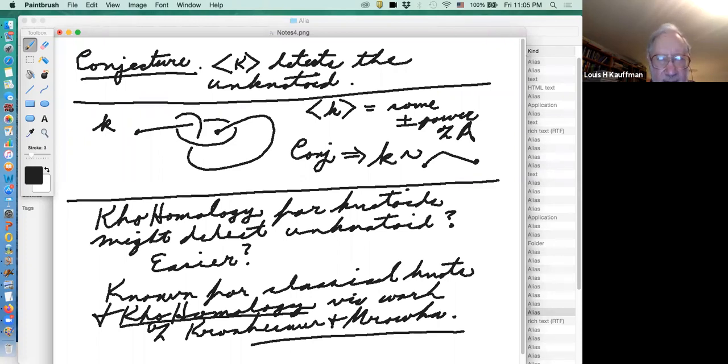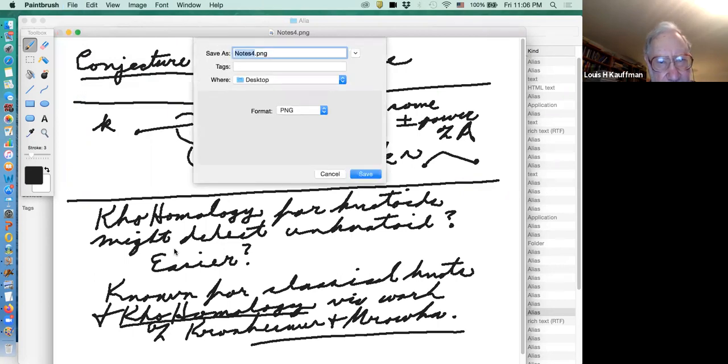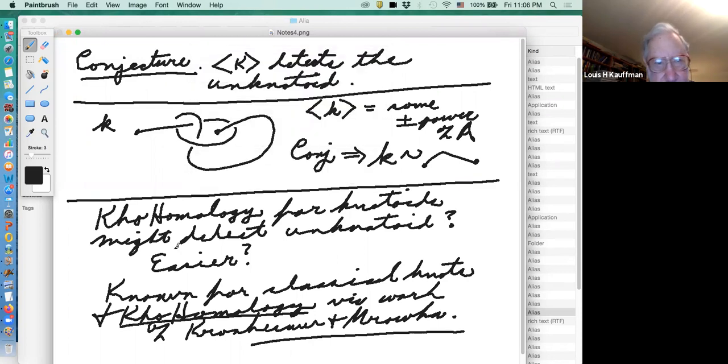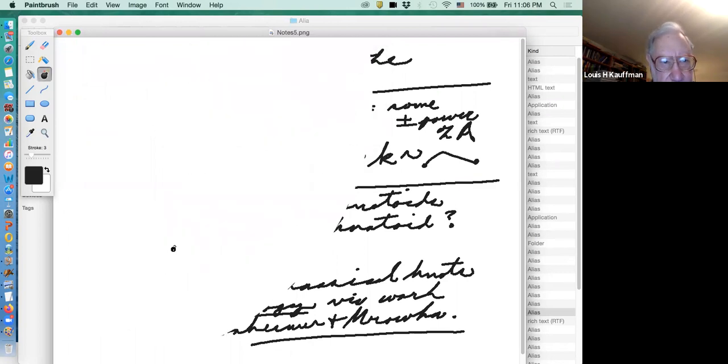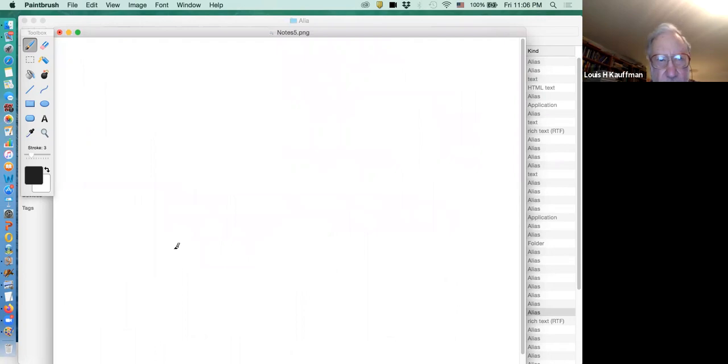So in any case, knotoids start with very simple examples, and that's one of the reasons I'm mentioning them, because if you want to get a feel for something, small calculations are helpful. But now let's turn to the question of virtuals.